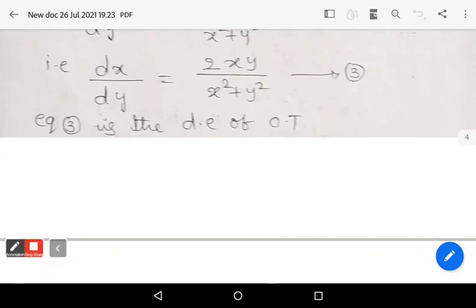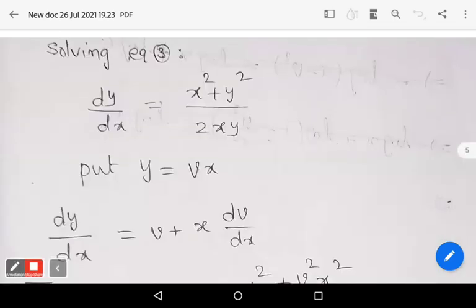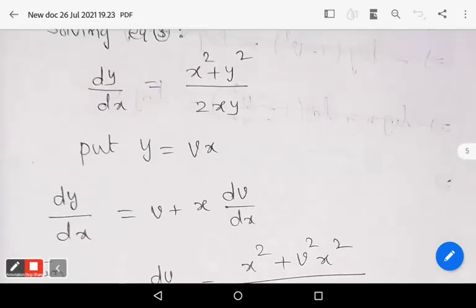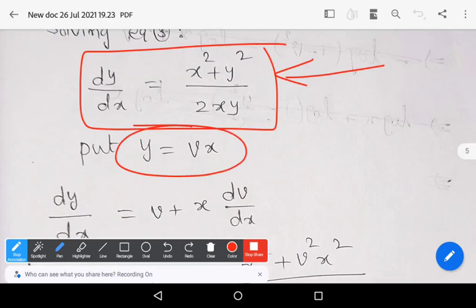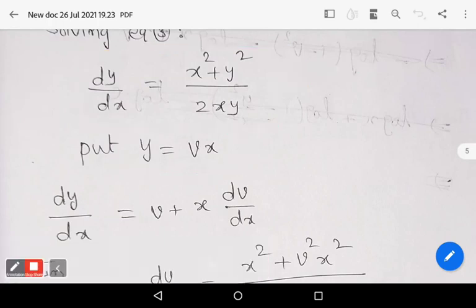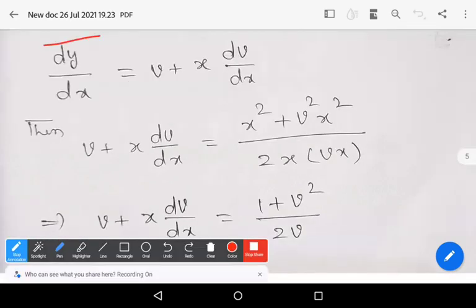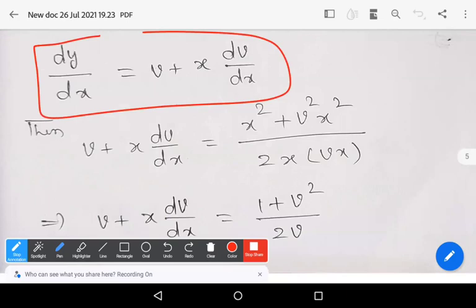orthogonal trajectories. Now write the reciprocal: dy by dx is equal to x square plus y square divided by 2xy. It is very clearly a homogeneous differential equation. So to solve this equation, substitute y is equal to vx. What is dy by dx? dy by dx is equal to v plus x into dv by dx.